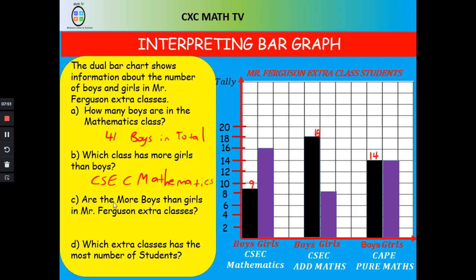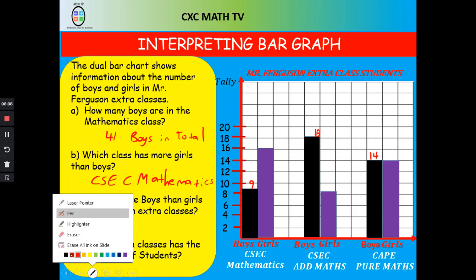Now it says, are there more boys than girls in Mr. Ferguson's extra classes? So it's asking us a question. Are there more boys than girls? It's a yes or no. How are we going to differentiate that? How are we going to tell that?